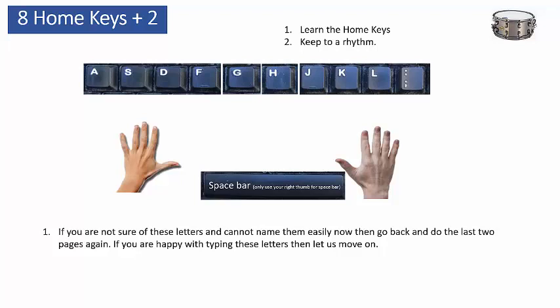Eight home keys plus 2. A, S, D, F, J, K, L, semicolon. If you're not sure where these letters are and cannot name them easily, go back and do the last 2 pages again. If you're happy with typing these letters, then let's move on.